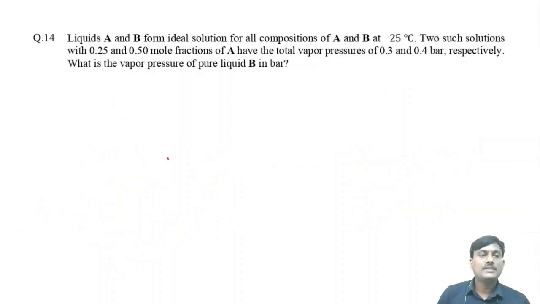Okay, liquids A and B form ideal solutions for all compositions of A and B at 25 degrees centigrade. Two such solutions with 0.25 and 0.50 mole fractions of A have the total vapor pressure of 0.3 and 0.4 bar respectively. What is the vapor pressure of pure liquid in bars? Okay, Raoult's law.